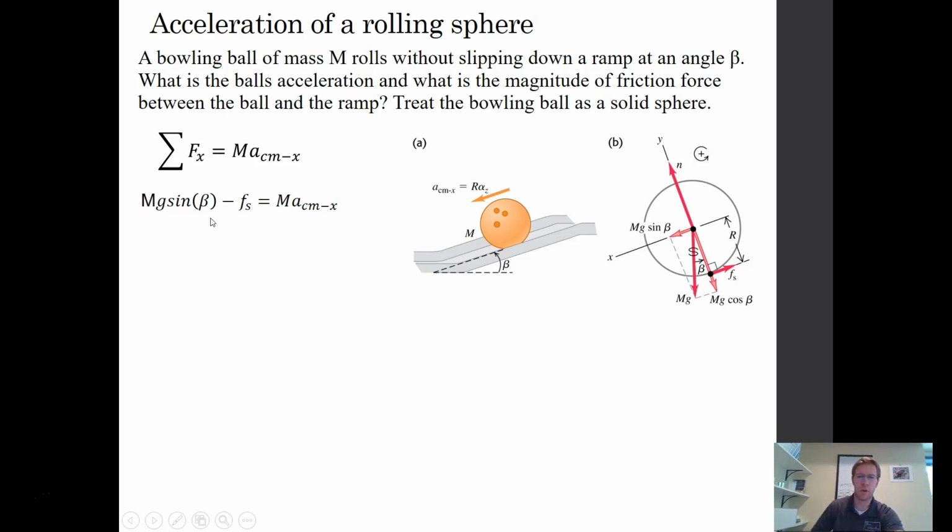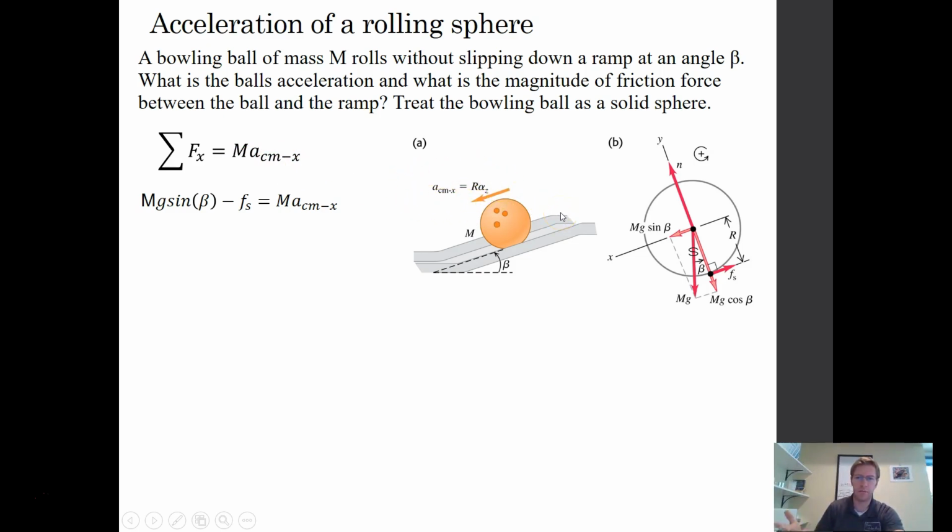What else can I use? Well, summing the forces in the y, I get normal equals mg cosine beta. That's cool, but it doesn't really help because I don't even know the coefficient of friction. But I have a rotating object, right? And as this picture might hint to you, there's a relationship between the acceleration of the center of mass and the angular acceleration of my object.